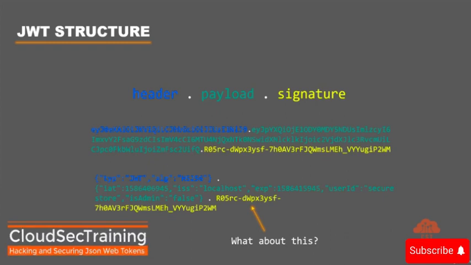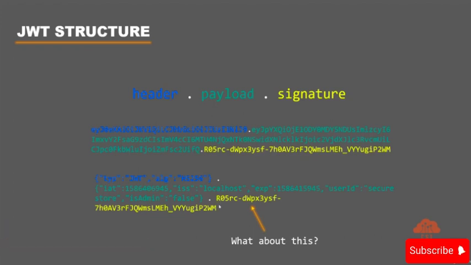Okay, now we are clear with how the header and payload are encoded. But if you see the third part, which is the signature, we didn't decode it.